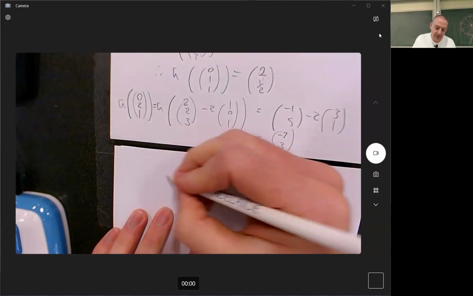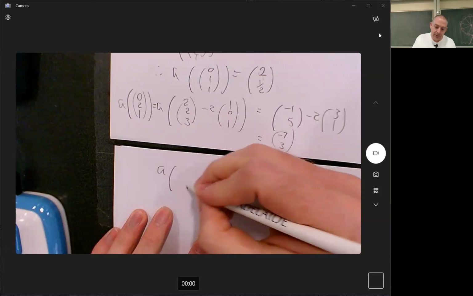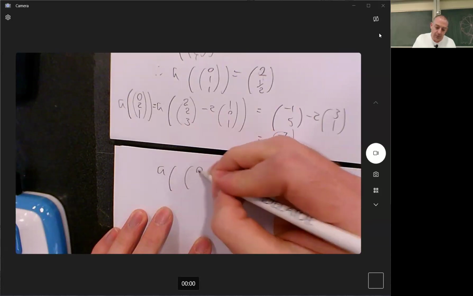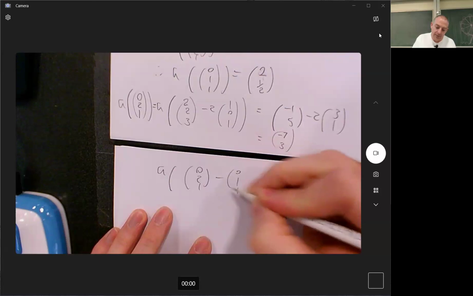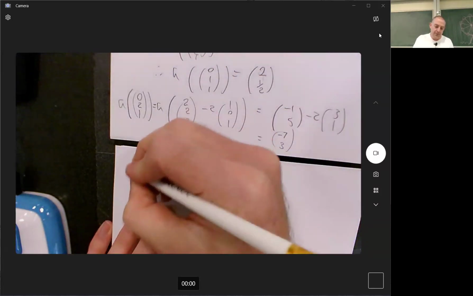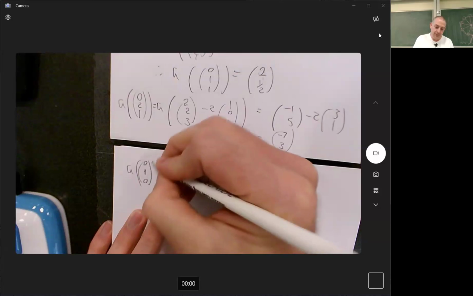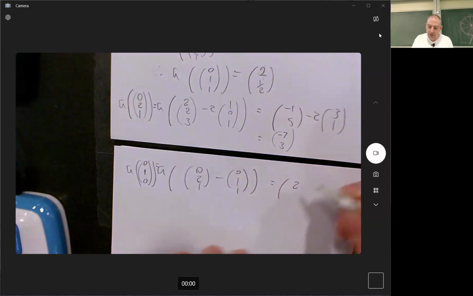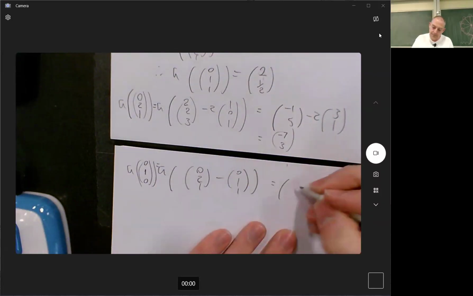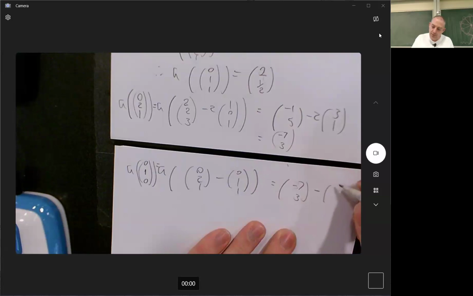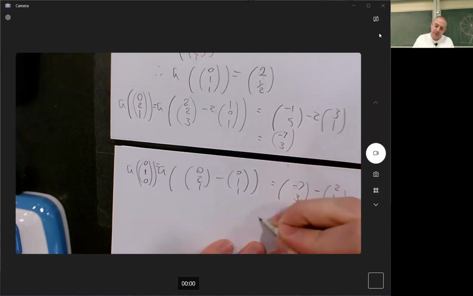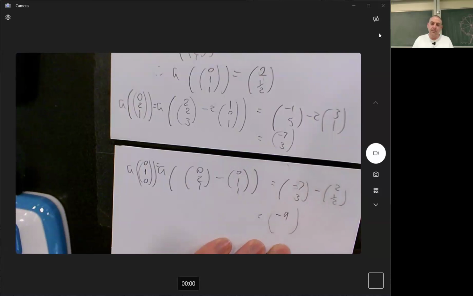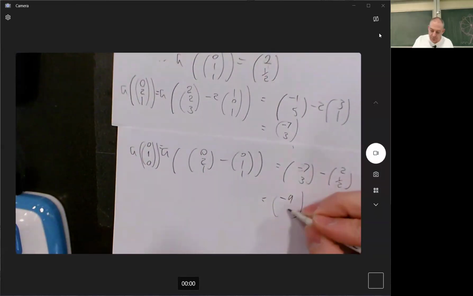So I do know that if I did my 0, 2, 1 minus 0, 1, 1, then that would give me G of 0, 1, 0. And 0, 2, 1 was minus 7, 3. And 0, 1, 1 gave me 2, 5 halves. And so I get minus 9 and 3 minus 1/2, which is 2.5, which is 5 halves. So I now know what the middle column is.